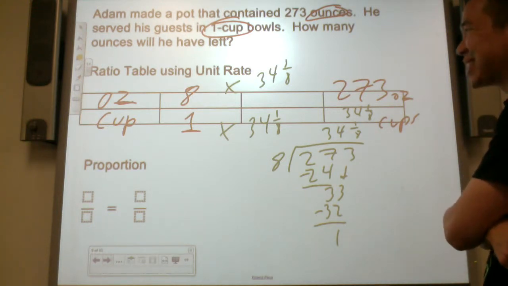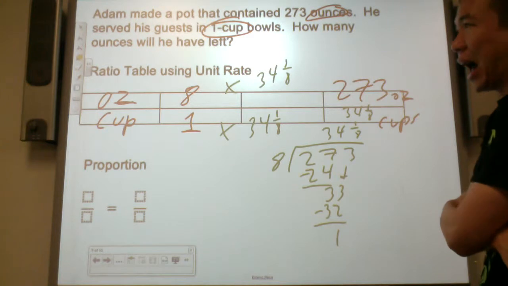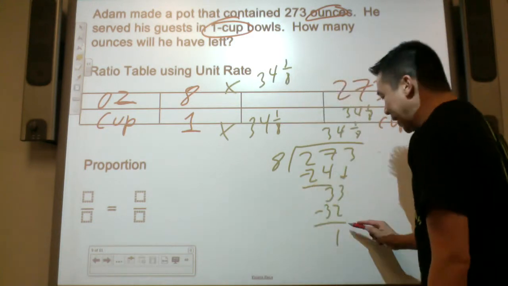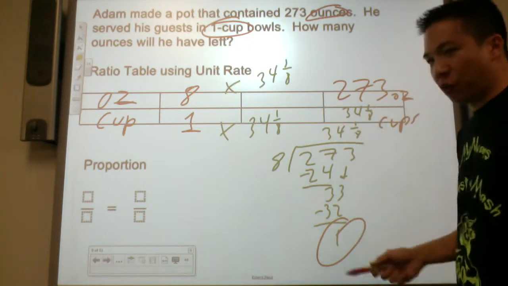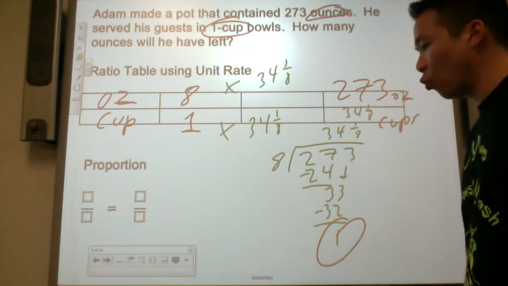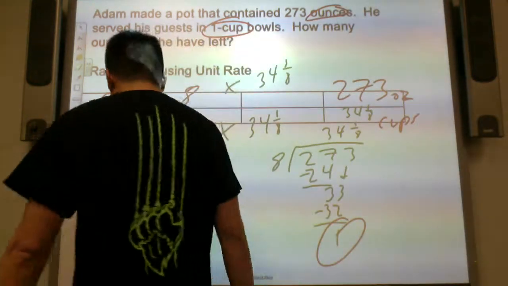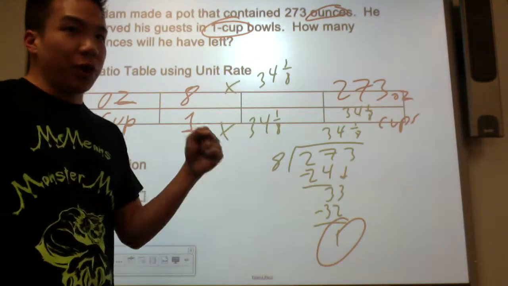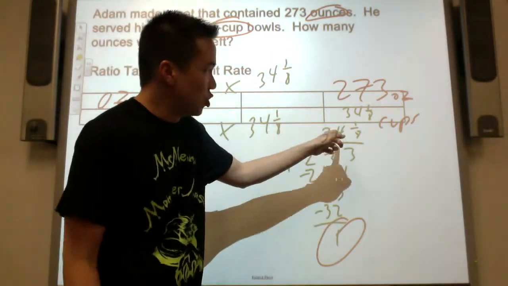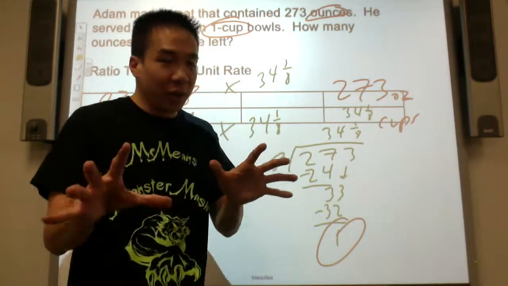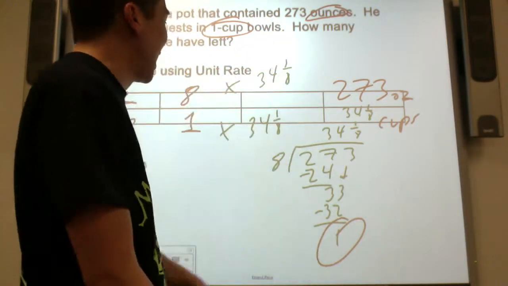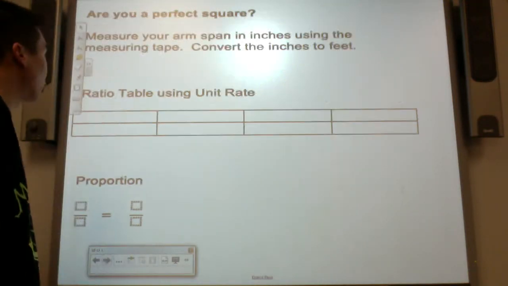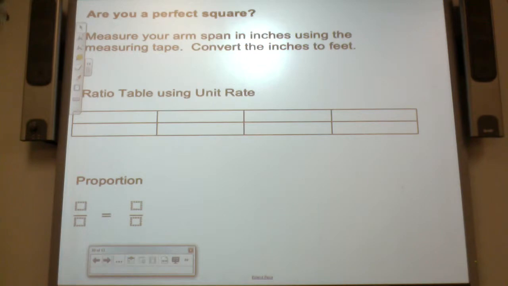Again, the question is asking what? How many ounces are left? How many remain? You can make 34 cups, but I want to know how many are left over. 1 ounce is left over. So that's a trick question. I can see kids saying, oh, the answer is 34 and 1/8. By the way, the decimal was 34.125, if you really want to know. But the question they're asking is how many ounces remain? 1 remains. And that's about it.